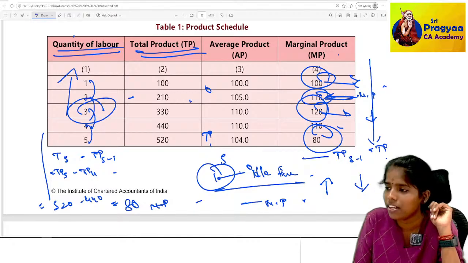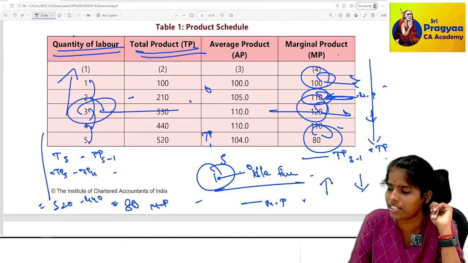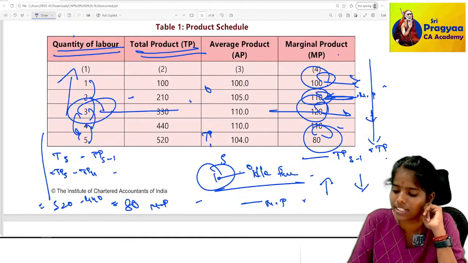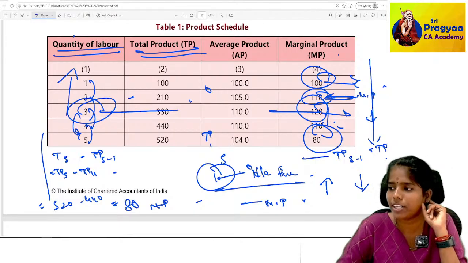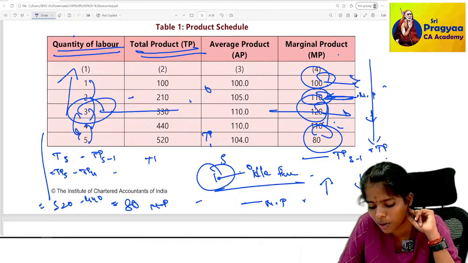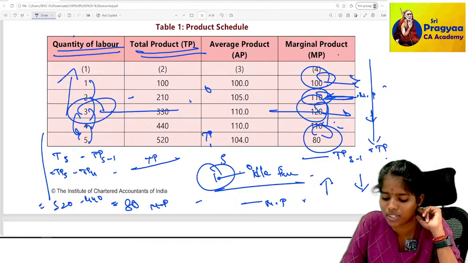இப்போ நமக்கு 3 units of labor இருக்க வரைக்கும் கரெக்டா இருந்துச்சு. When it goes to the 4th unit, what happens? Reduce ஆயிடுச்சு. Did you understand? Next, average product. Average product னா என்ன? Total product divided by number of units.